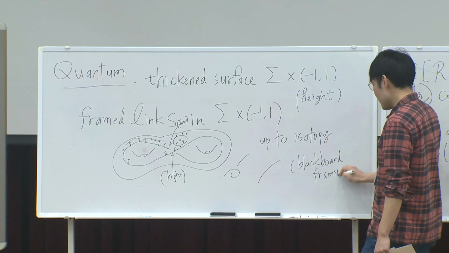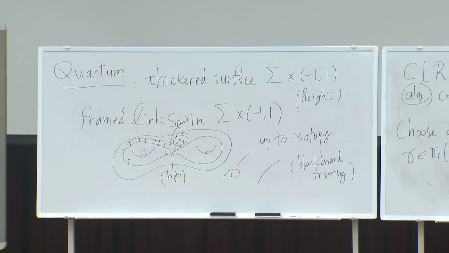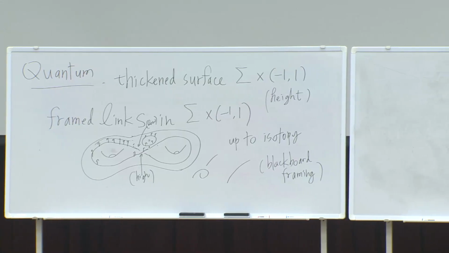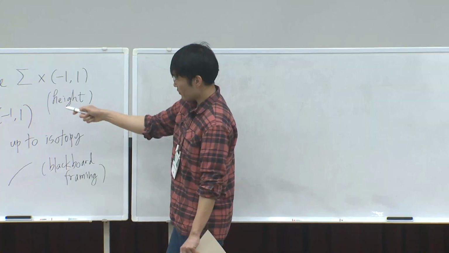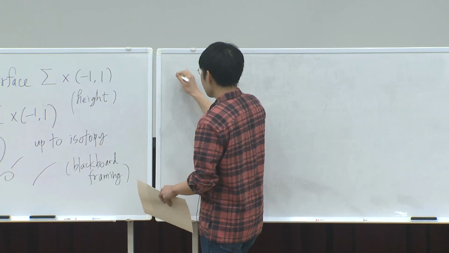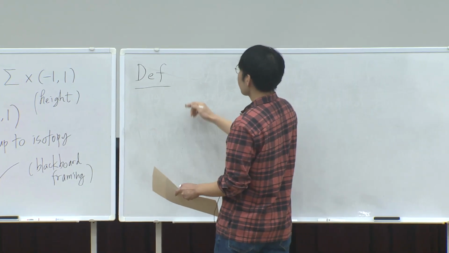So that's the basic object that I will use: framed links living in a thickened surface. And then using them, I will define an algebra. The thing that I'm erasing right now, you can think that for each loop there was an element of this classical algebra. Now, for each framed link, there will be an element of this quantum algebra. So here's a definition, from the 80s.